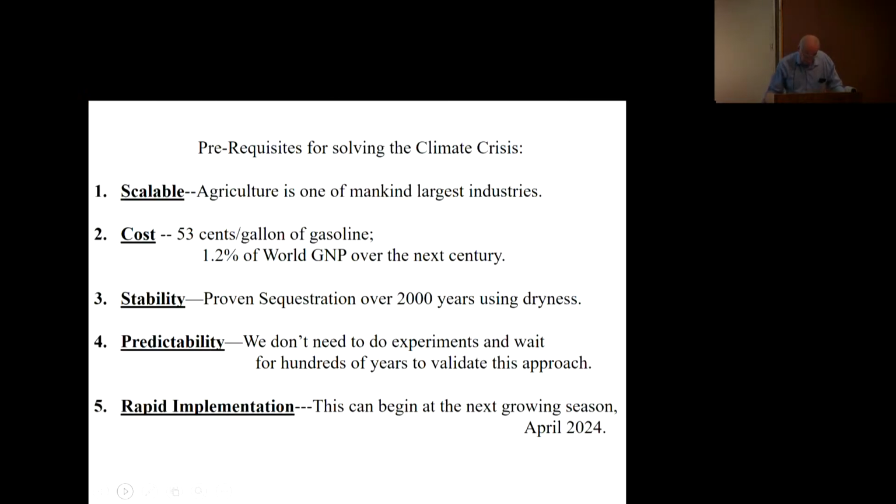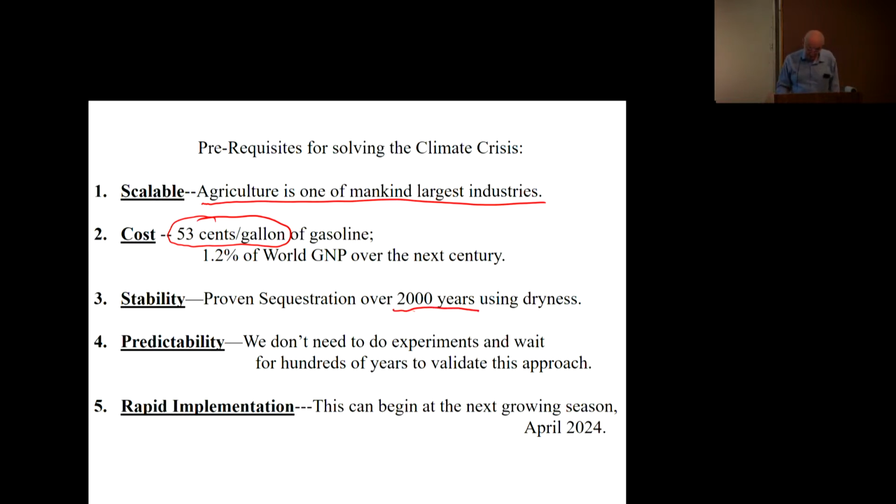Okay, so what are the prerequisites for solving the climate crisis? Well, you need scalability, that is to say, is it big enough to deal with the problem? And agriculture is one of mankind's largest industries. So what about the cost? Well, the cost, I don't know, this doesn't sound so bad to me. 53 cents a gallon, I'm willing to pay that. And stability, and so we have proven sequestration over 2,000 years.